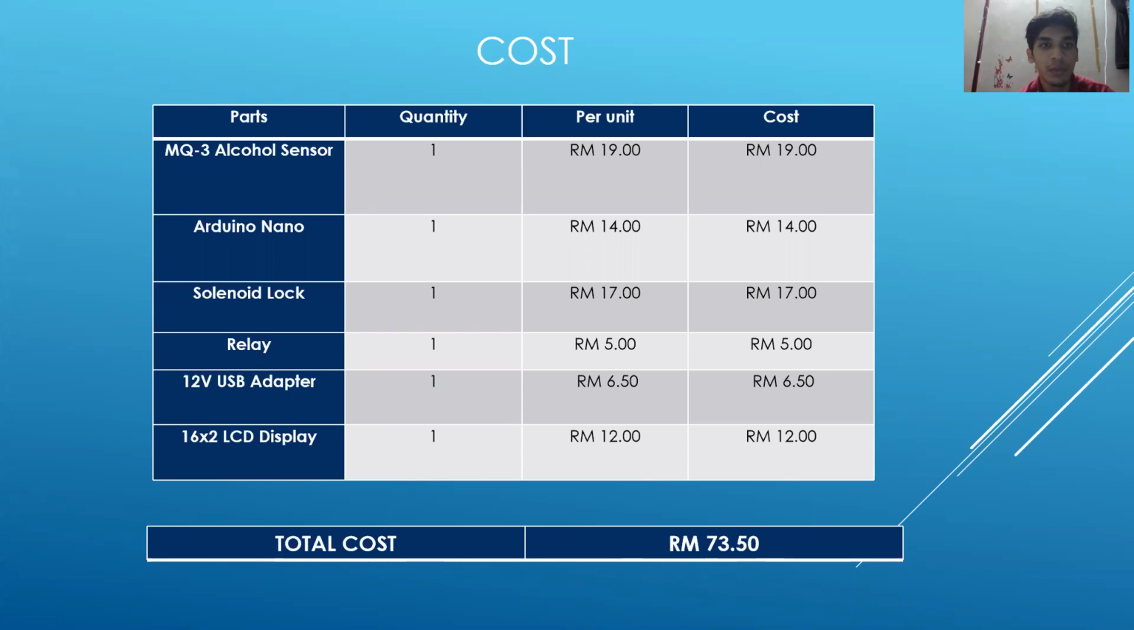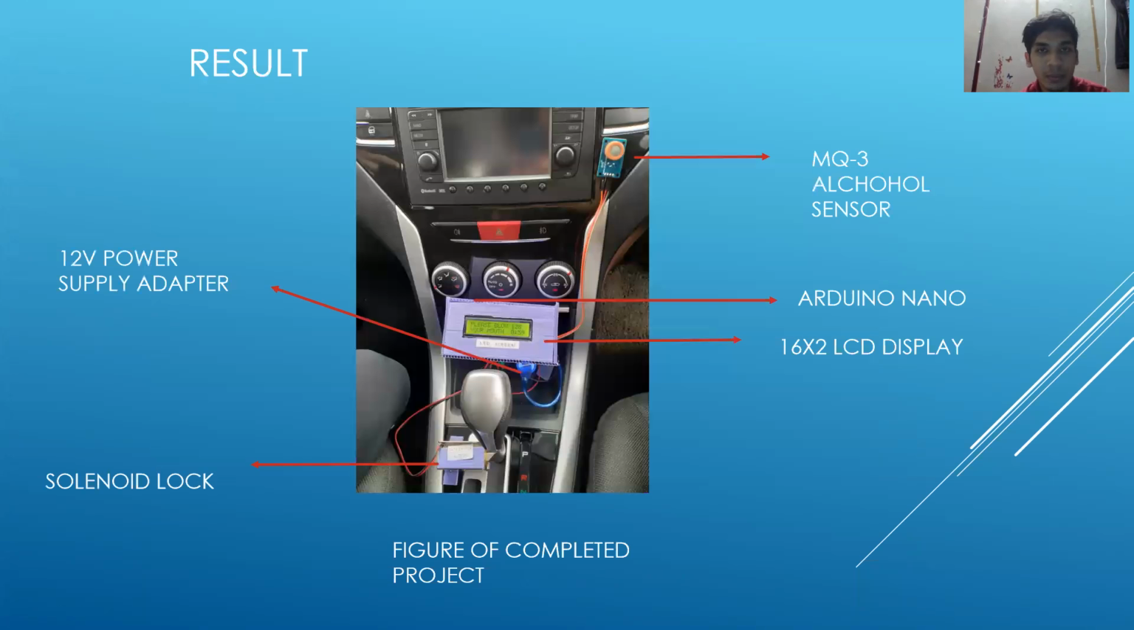Today I will present about the cost of this project. For the first one, we have the MQ3 alcohol sensor, Arduino Nano, solenoid lock, relay, and 12V USB adapter. Finally, a 16 times 2 LCD display. For the total cost of this project, it costs RM 70 and 50 cents.